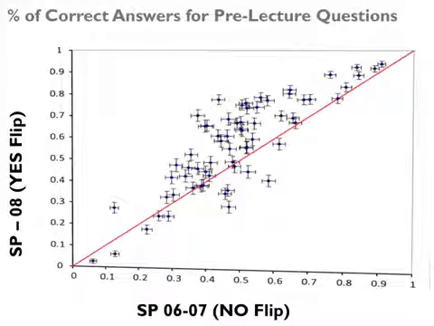There are different ways to test this. One easy way of doing it is basically by comparing one semester with no flip to one with flip, and giving them the same questions that they have to answer before coming to class. And as you can see, the students in the flipped classroom came to class a lot better prepared, or at least answered those same questions a lot better.